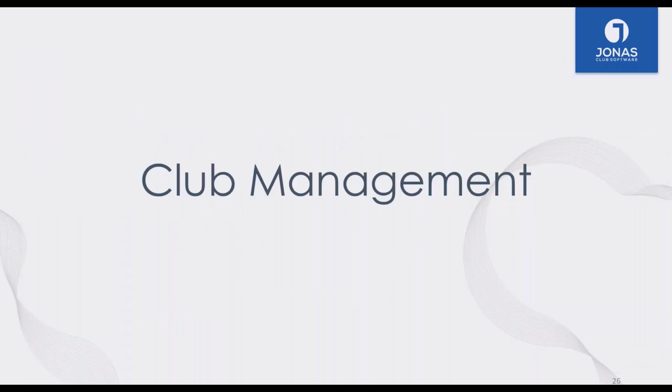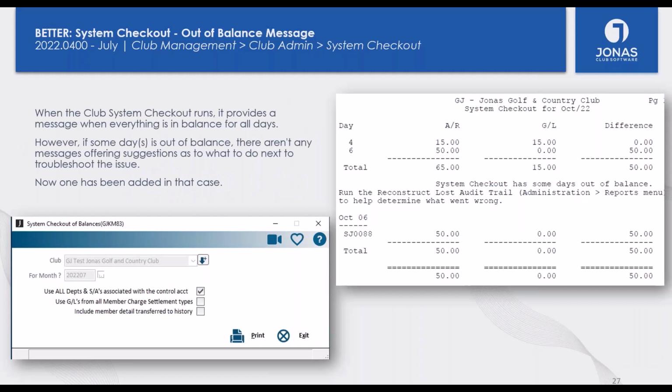Okay, so we're going to head through to club management. We'll see what changes have been made there. Right, and first we're going to have a look at the system checkout. So for those of you who are not familiar, the system checkout is a report that you can run that shows you imbalances between the member accounts and the accounts receivable general ledger.